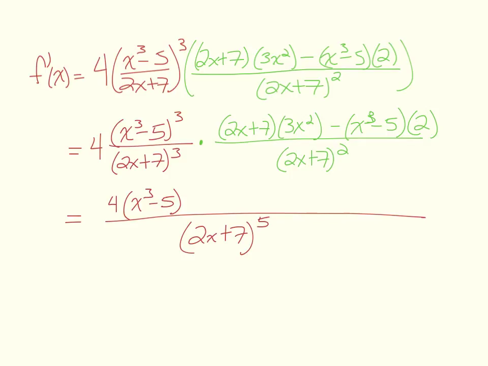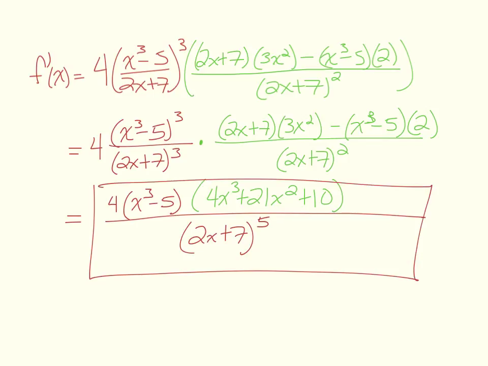And when you go through and distribute the 3x squared and the 2 and combine like terms, you get 4x cubed plus 21x squared plus 10. Here is your simplified derivative.